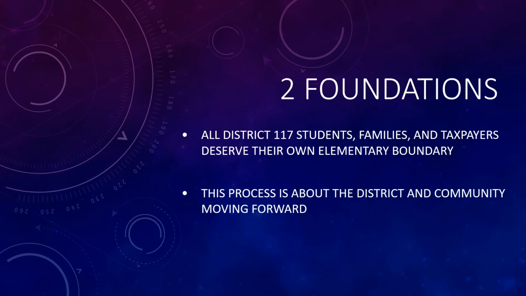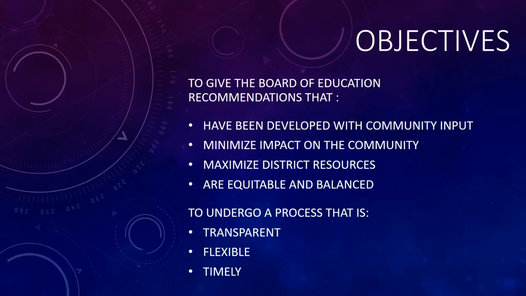Throughout this process, the district will be committed to 2 foundational beliefs. The first is that all District 117 students, families, and taxpayers deserve their own elementary boundary. And the second is that this process is about moving the district and community forward. The end result of this process will be to give the Board of Education recommendations that have been developed with community input, minimize impact on the community, maximize district resources, and are equitable and balanced. We also want this process to be very transparent, flexible, and timely.